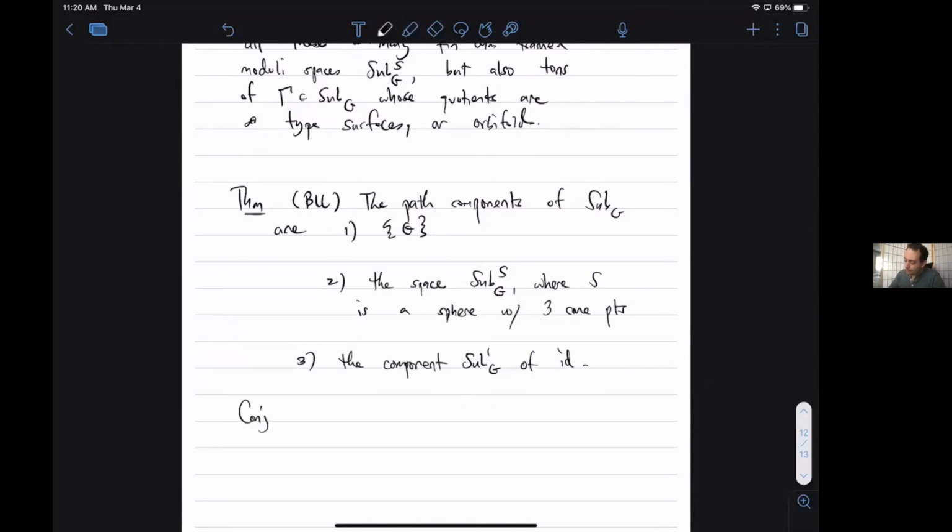And our conjecture, which we're working on and hopefully will write down a proof of by the end of the year, is that this last component is simply connected.